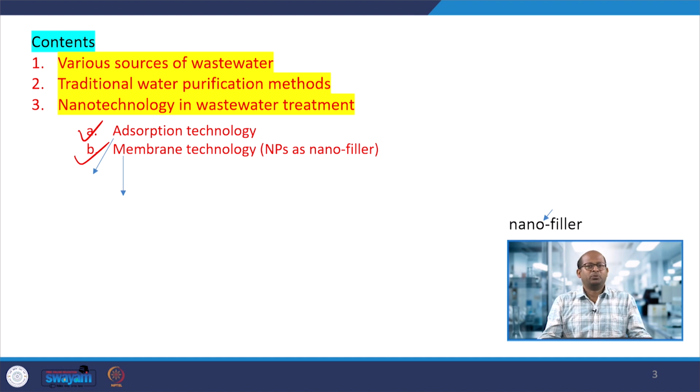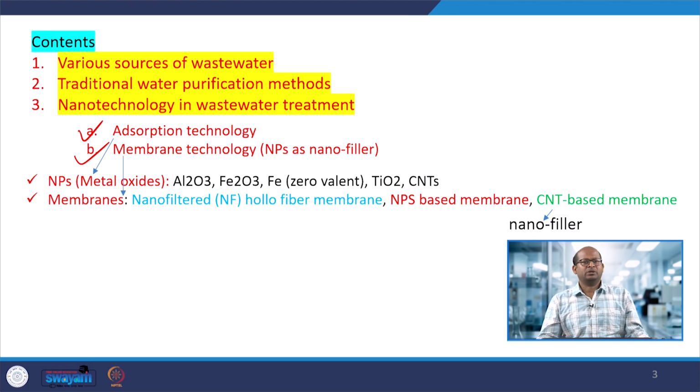Here nanomaterials are incorporated as fillers inside the polymeric membranes. In membrane technology, pure water may pass through the membrane. With that, small ions or other components may also pass through. So, if we use nanomaterials, we can get better performance of the wastewater treatment process. So, that we will discuss.